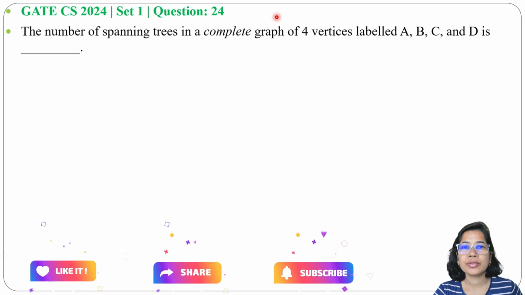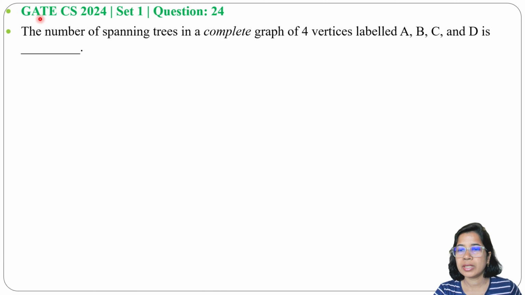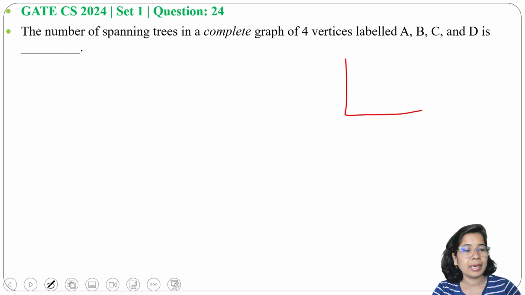Let's solve one previous question of spanning tree. This question was asked in GATE CS 2024 set 1, question number 24. The number of spanning trees in a complete graph of 4 vertices labeled A, B, C, D is dash. So it is asking how many spanning trees are possible on a complete graph labeled as A, B, C, D.